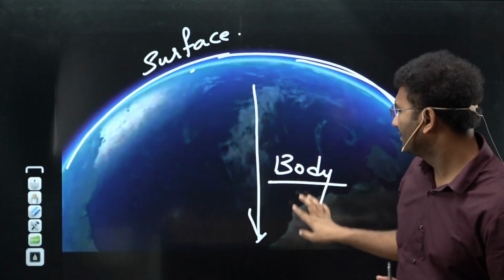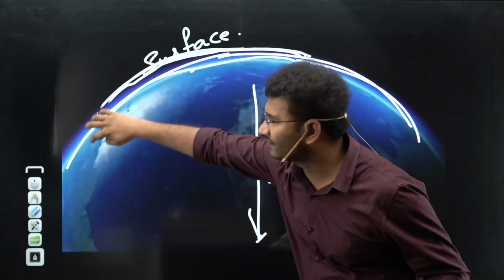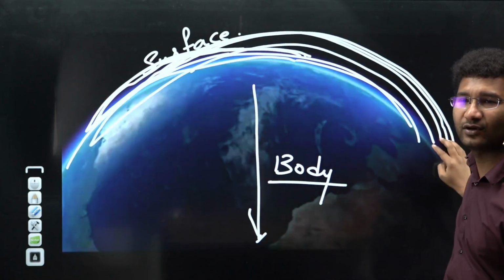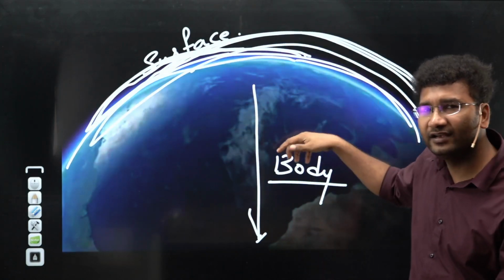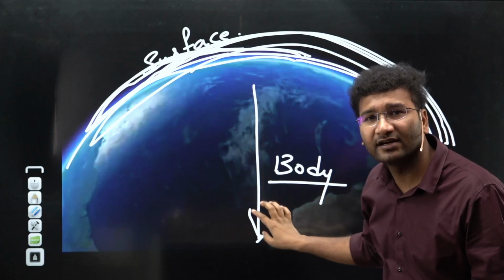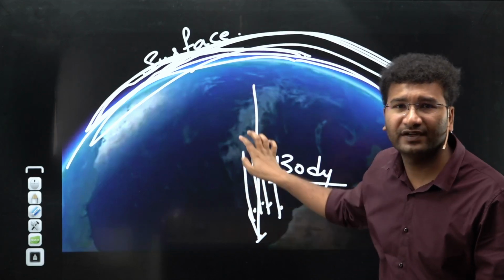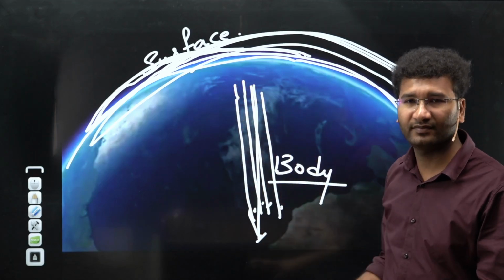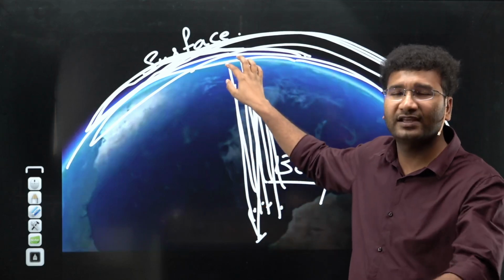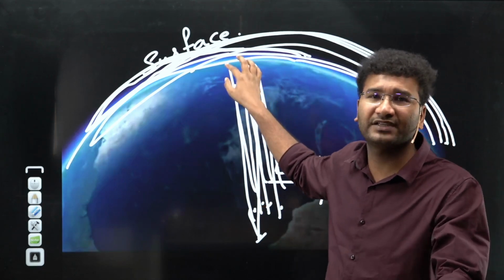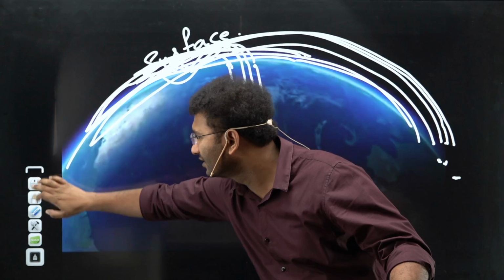What is surface? Surface is the top layer of the earth. Now what is body? The interior. Whenever an earthquake is generated, first the waves travel through the body of the earth, and as soon as they come near the surface, a new set of waves is generated. They are called surface waves, like this.